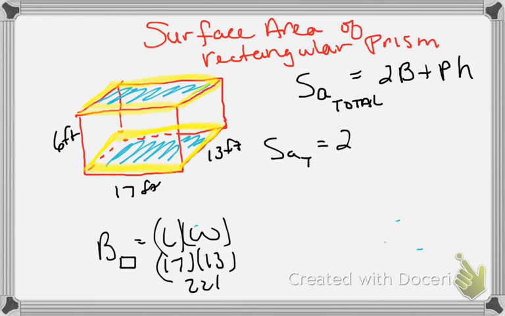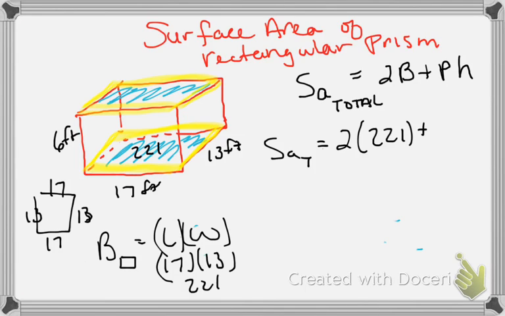Now that's big B, so I know big B is going to be 221. This area really is 221 square feet. Plus now the perimeter. The perimeter means I have to add these sides up. If I have 17 and 13, that means this side over here is 13, and this is 17. If I add 17 plus 13 plus 17 plus 13, I get 60. And my height is this little guy here, which is 6.